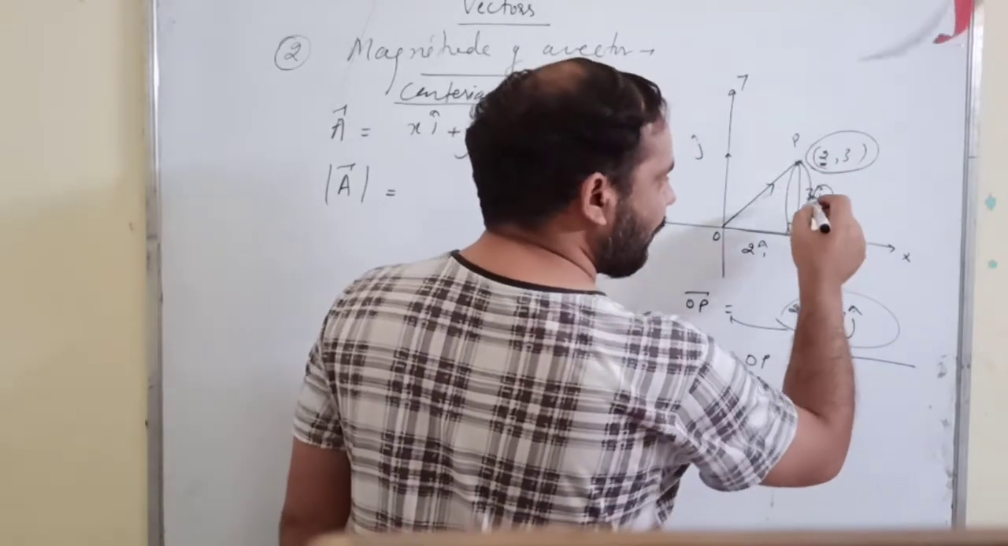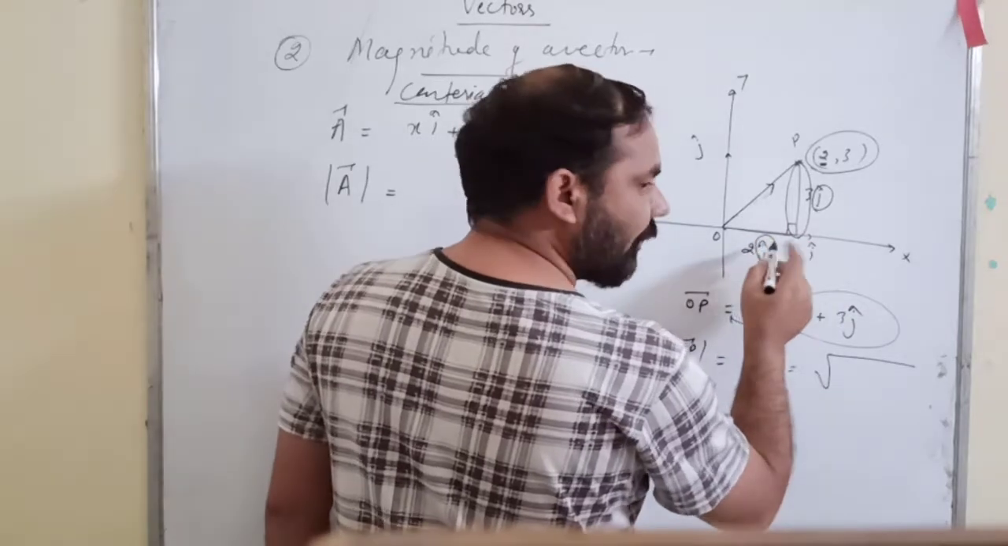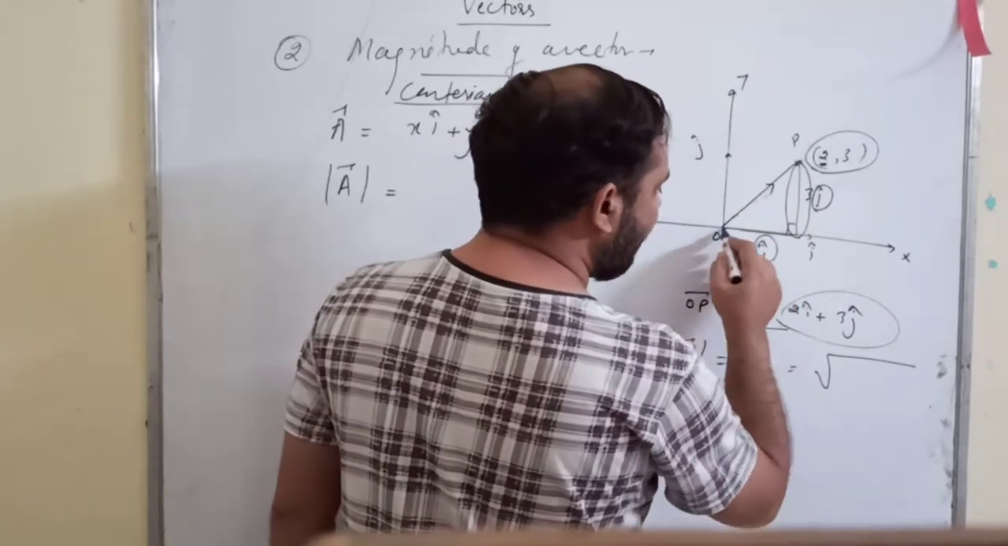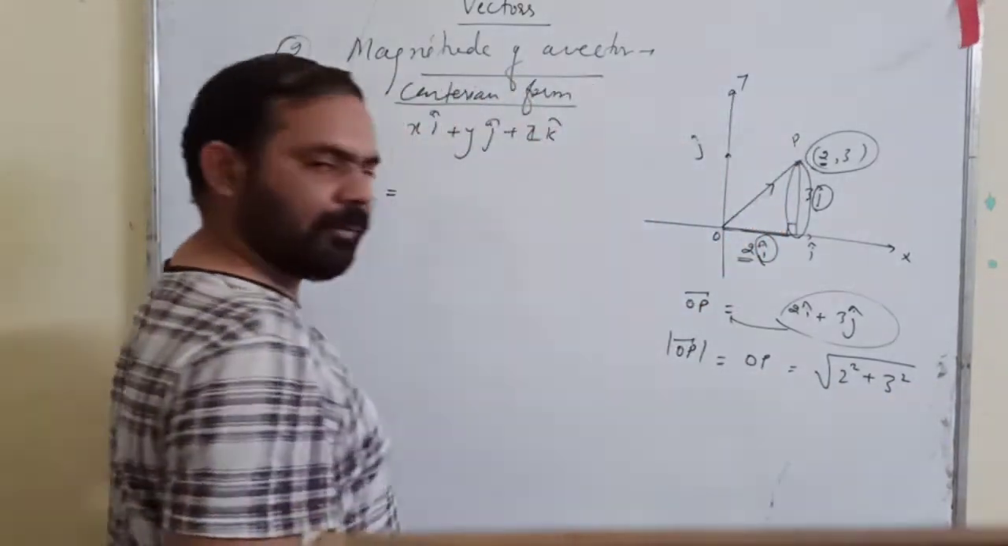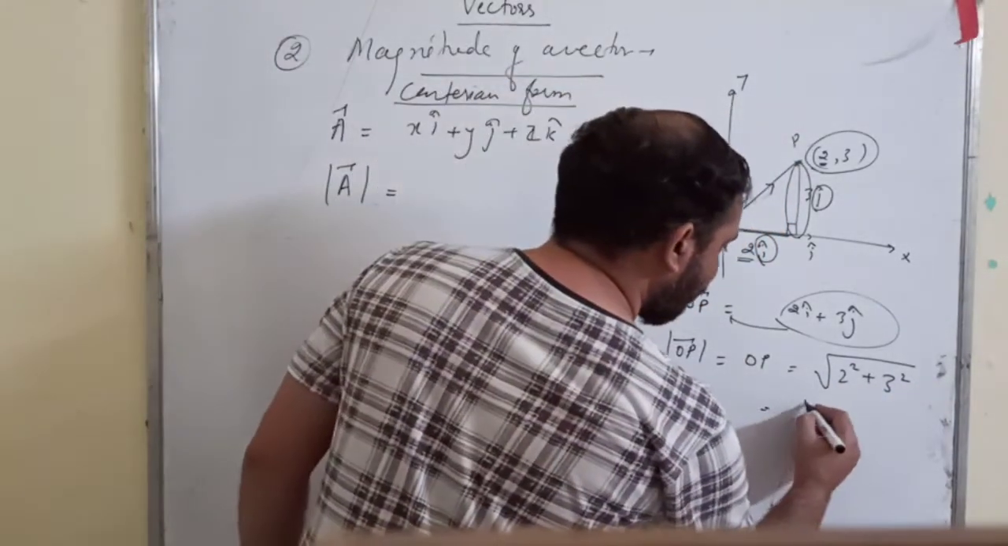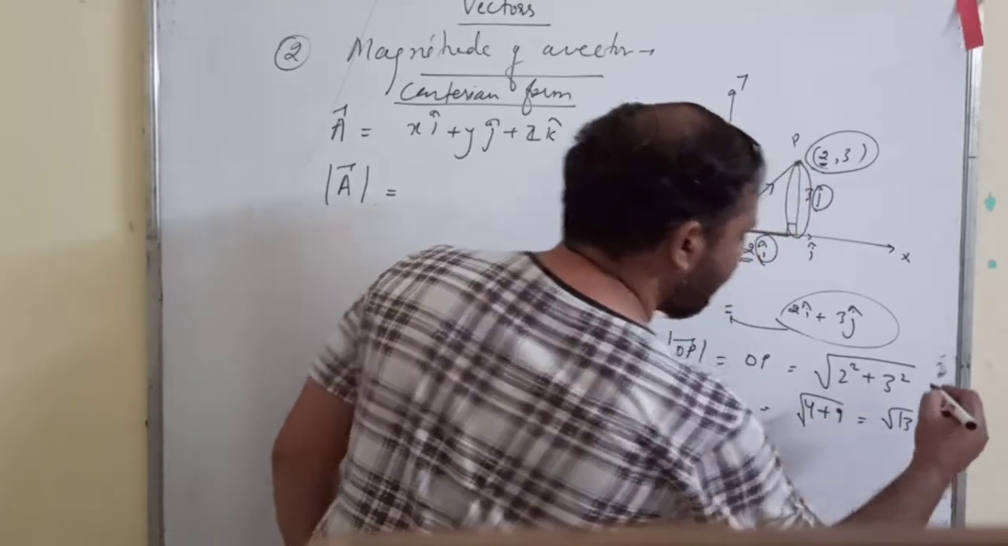This is not the length. Length is 3 units. This i cap represents the direction, not the length. Length is represented by 2. So it should be 2 square plus 3 square, right? So it will be 4 plus 9 under root, which equals under root 13 units.